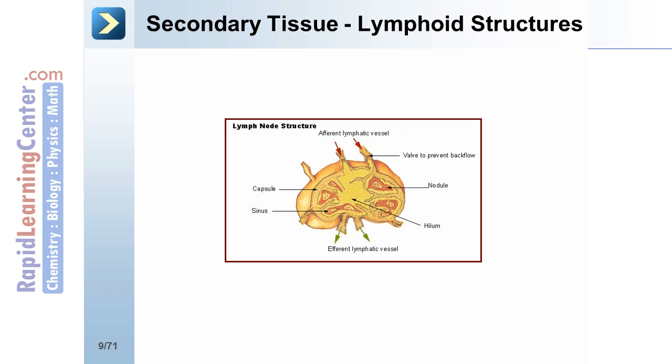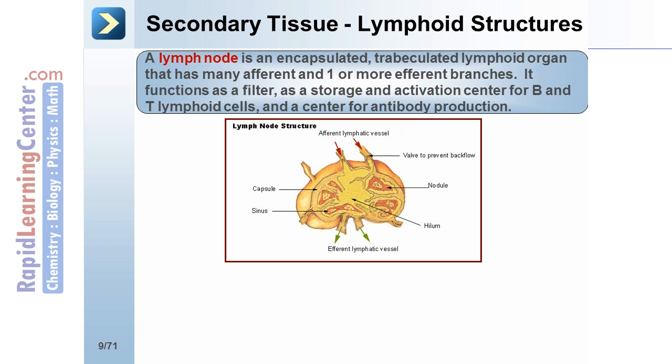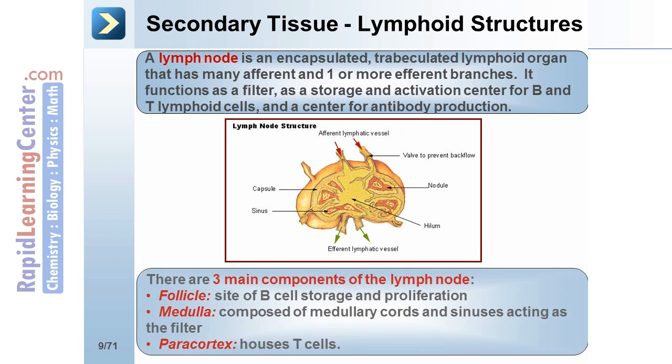A lymph node is an encapsulated, trabeculated lymphoid organ that has many afferent and one or more efferent branches. It functions as a filter, as a storage and activation center for B and T lymphoid cells, and as a center for antibody production. There are three main components of the lymph node.